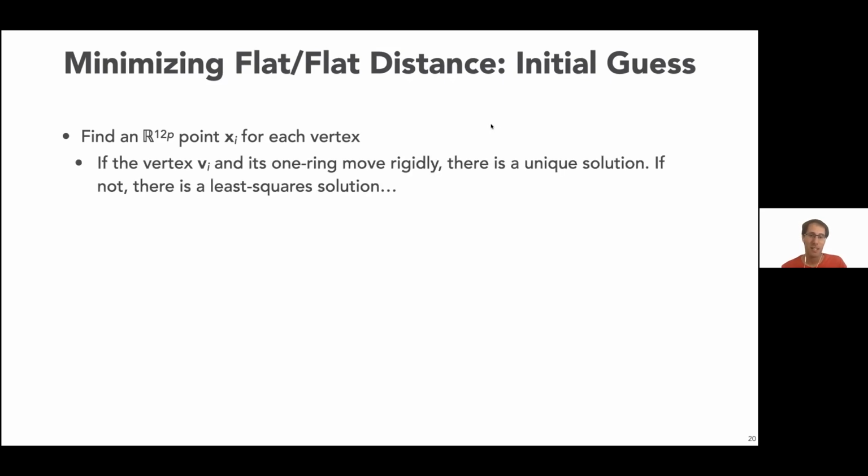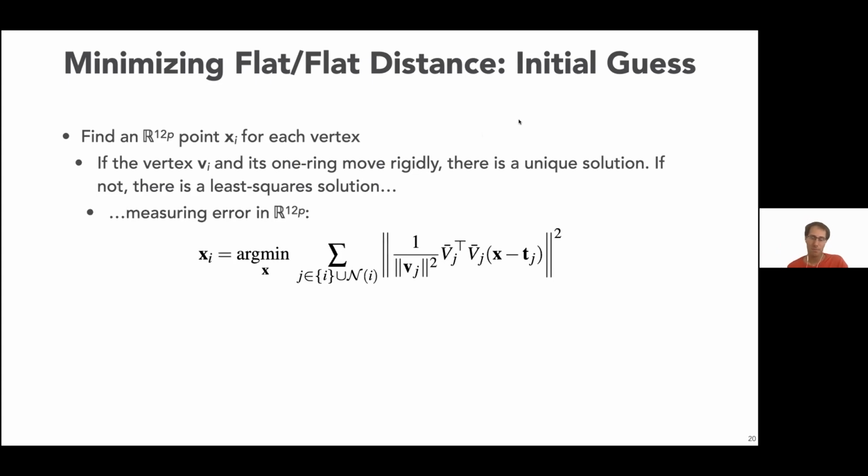Okay, so let's get back to our animation setting. So we have a bunch of meshes, and we have the vertices on these meshes, and we see them in different poses. So if a vertex and its one ring move rigidly, then we know what transformation was applied. If we see a vertex and its one ring in one pose, and we see a vertex and its one ring in another pose, there's a rigid transformation that takes it from one to the other. Then there's essentially a unique solution, particularly if we assume surface orientation. So if there's not a rigid solution, then we can still try to measure error in a least squares way.